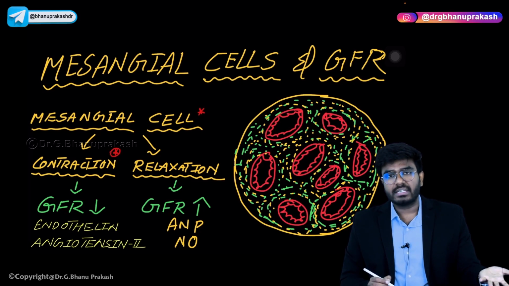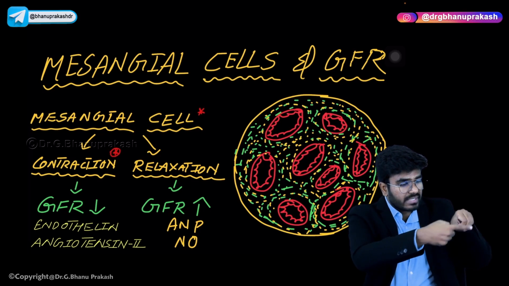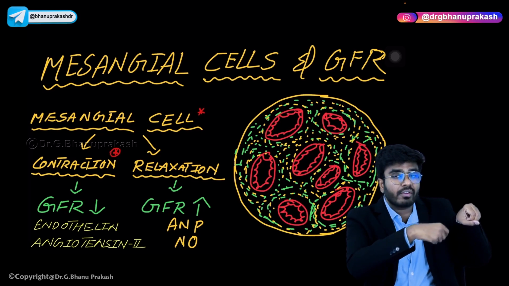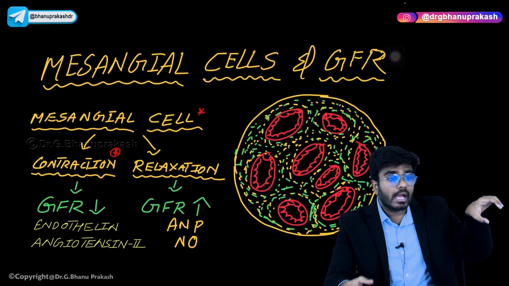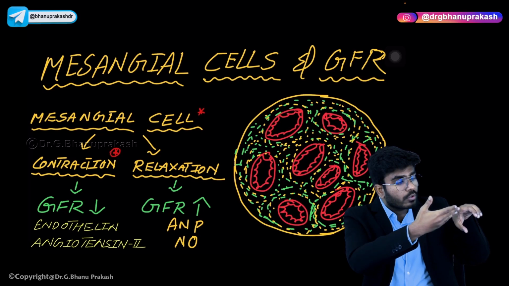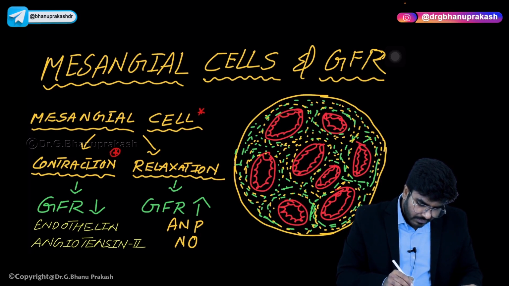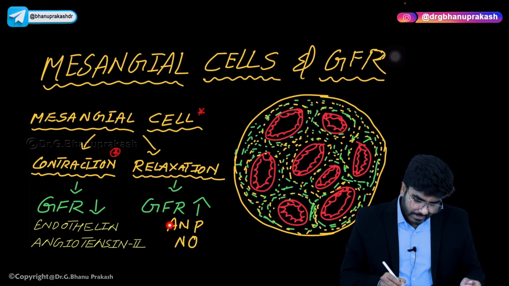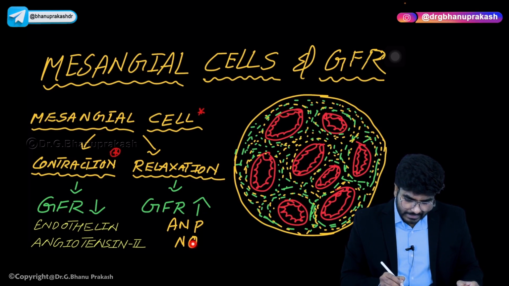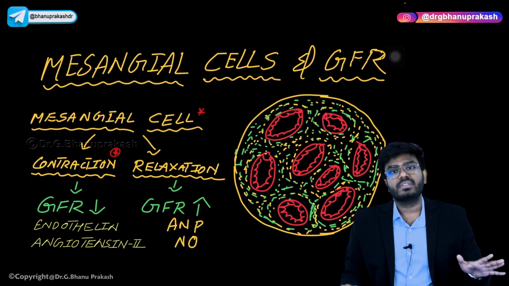And the opposite is very easy. If you cause relaxation of the mesangial cells surrounding these capillaries, what happens? Now these capillaries will be dilated and more blood is passing through them, so there will be more GFR. So mesangial cell relaxation will increase the GFR. And which substances will cause mesangial cell relaxation? Atrial natriuretic peptide and nitric oxide. Guys, atrial natriuretic peptide and nitric oxide will cause mesangial cell relaxation and increase the GFR.